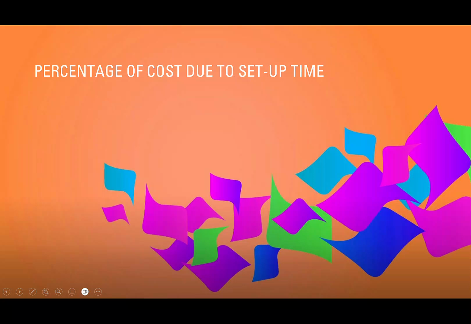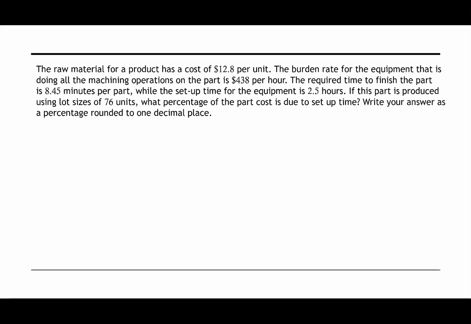Hi everybody, today we're going to look at the percentage of cost due to setup time. The raw material for a product has a cost of $12.80 per unit. The burden rate for the equipment that is doing all the machining operations on the part is $438 per hour.